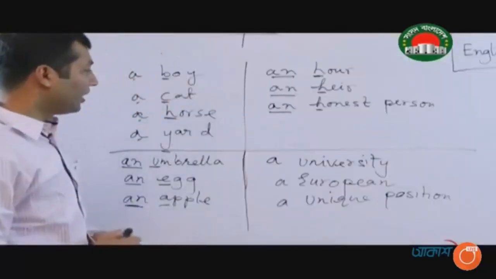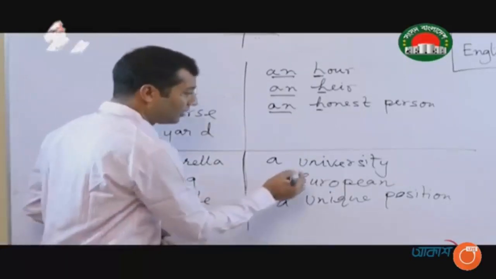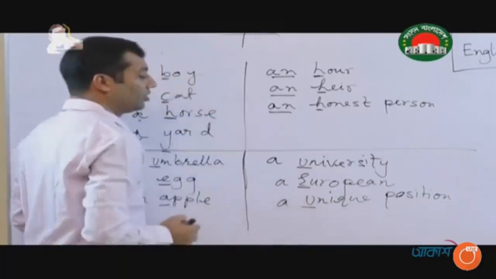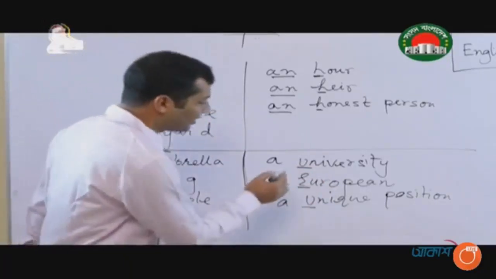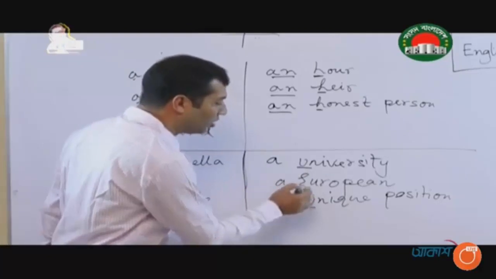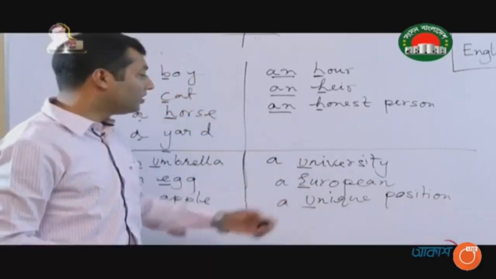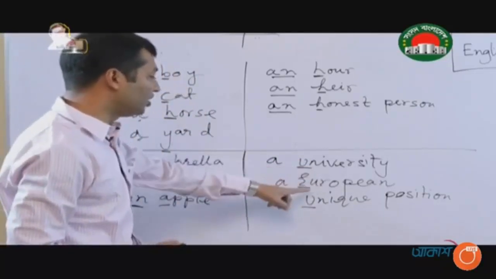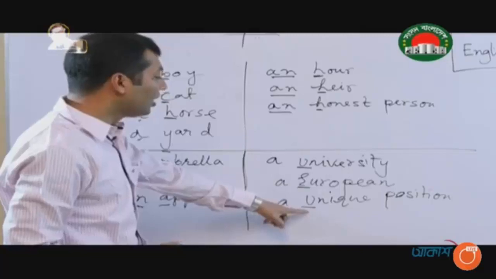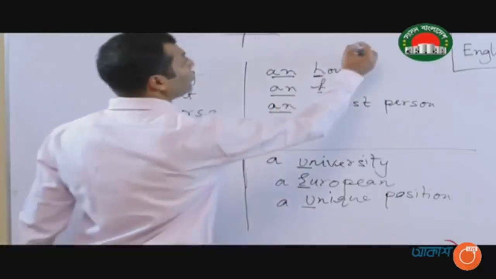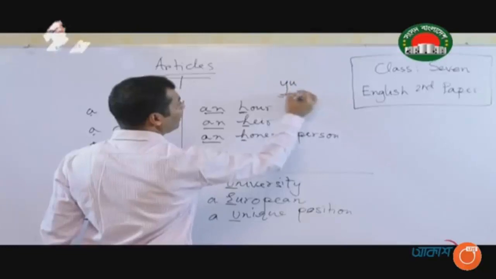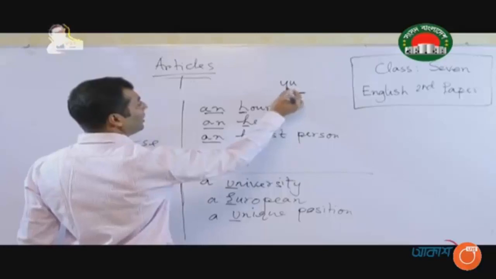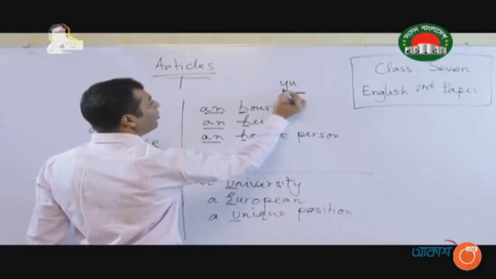Here boys, here students, look at these three words: university, European and unique. Here you see the existence of U, E and U. They are basically vowels, but their pronunciation is not the vowel sound here, because you are pronouncing university, European and unique with a U sound. We are pronouncing it as U, like Y-U.